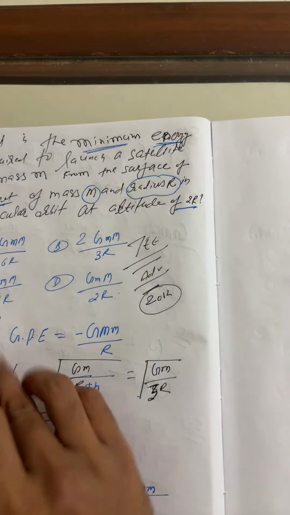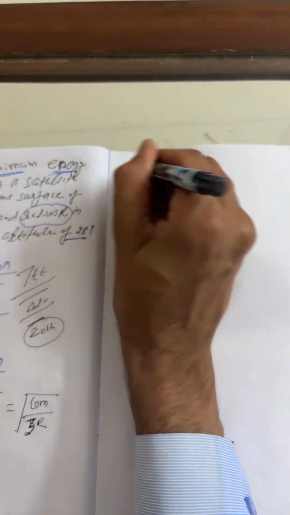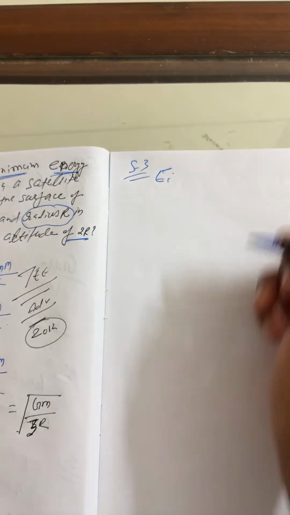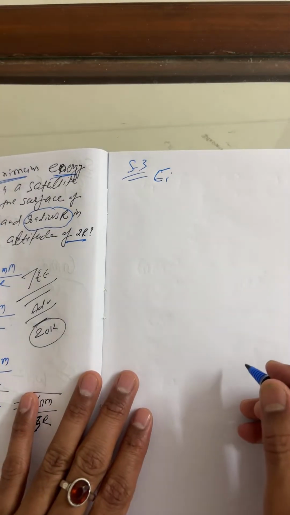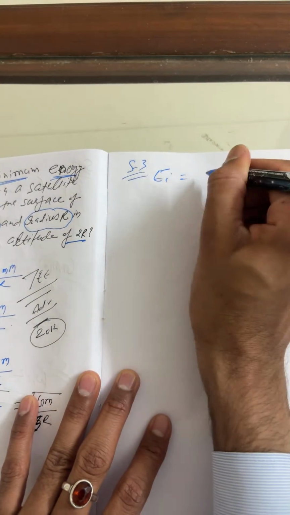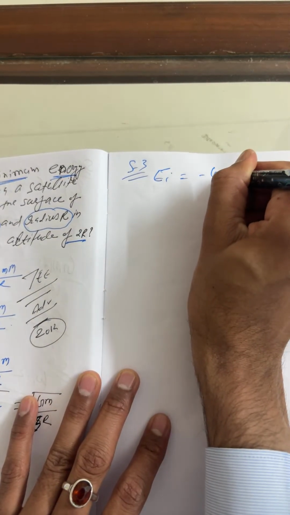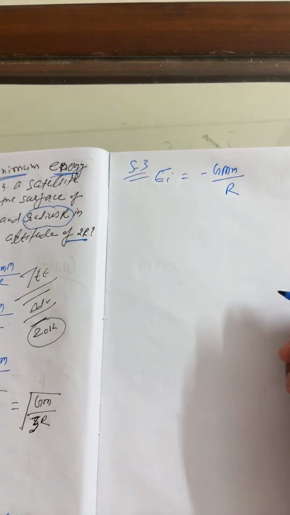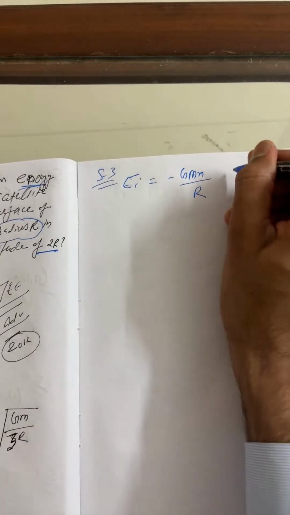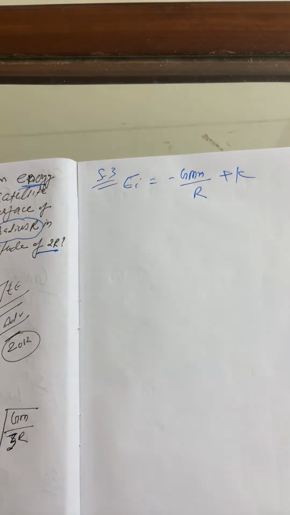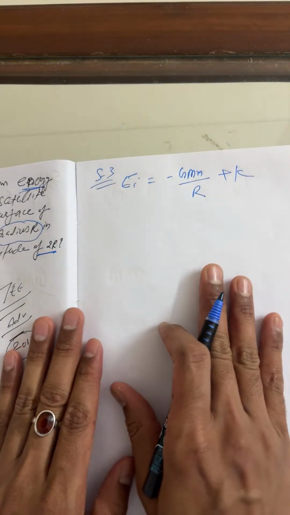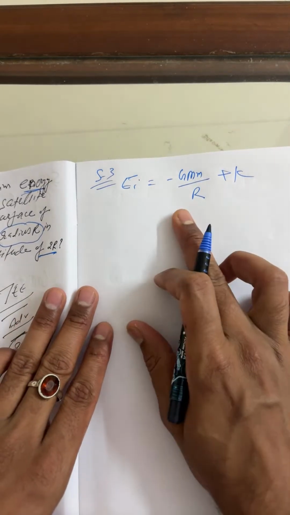Now I'm finished with step 2. Step 3 for this question: here I'm going to write what the energy initial is. So this is minus G capital M small m upon R plus something in terms of kinetic energy. We wish to find the minimum energy here. So what is the value of K?